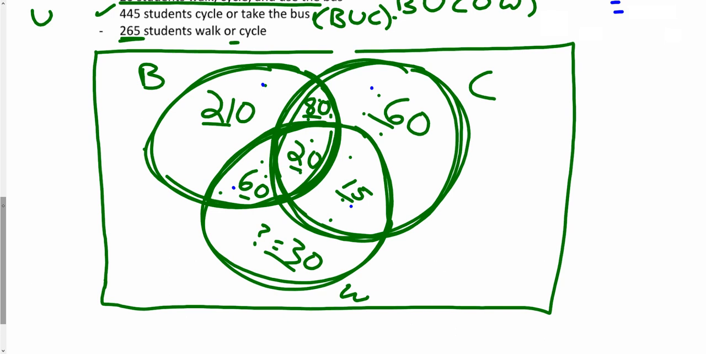So the amount that I got left over that don't do anything of these ones is 275. I shouldn't have circled that. It makes it look like a set. It's just going to be 275 out here in my universal set. Okay? So that's the first example.